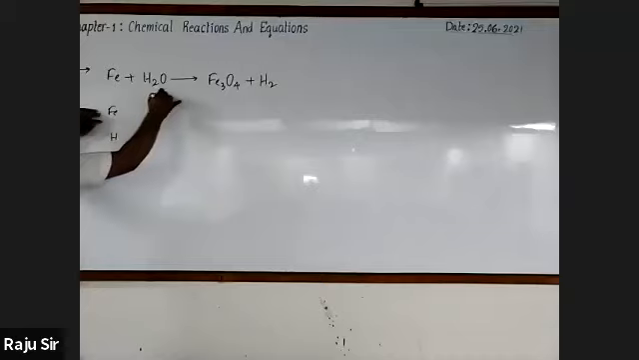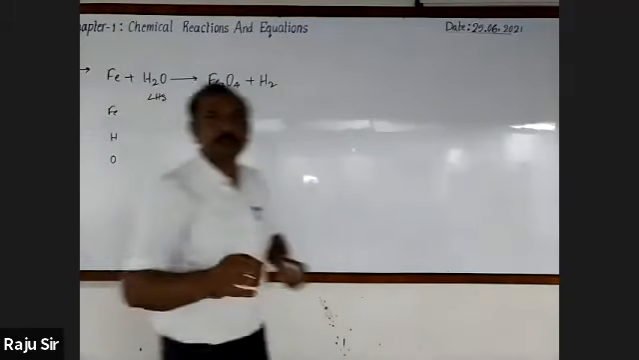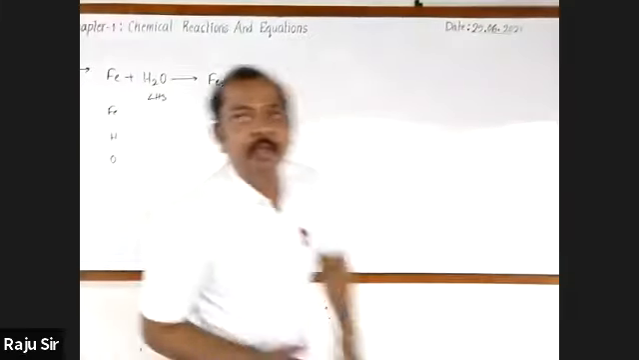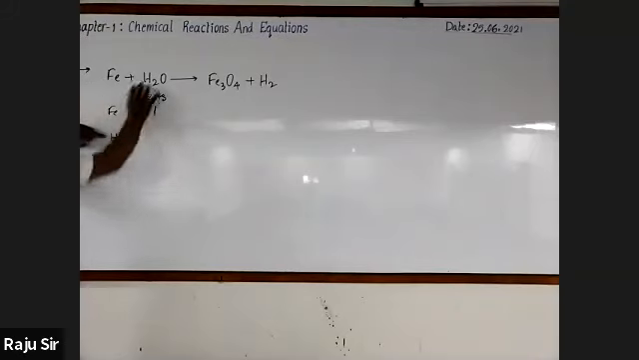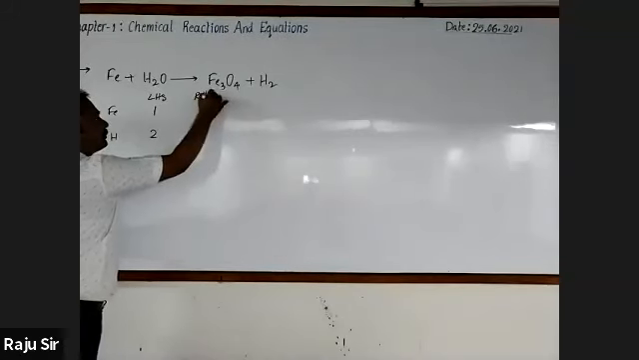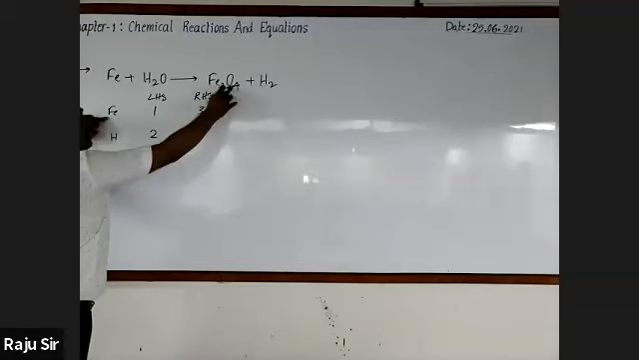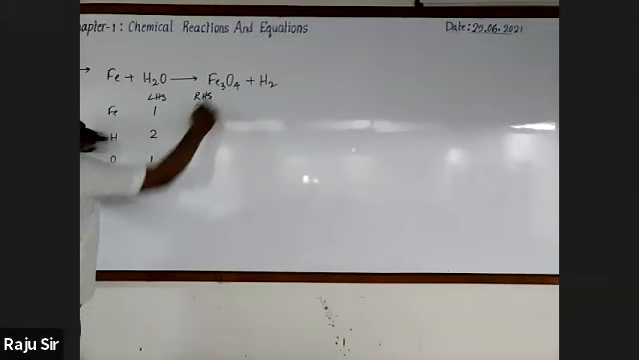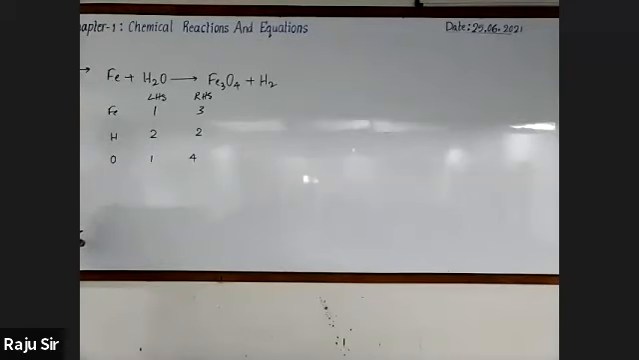And on the LHS, that is the reactant side, the number of iron atoms is 1, hydrogen is 2, oxygen is 1. Then the RHS, nothing but the product side: the number of atoms of iron is 3, oxygen is 4, and hydrogen is 2.